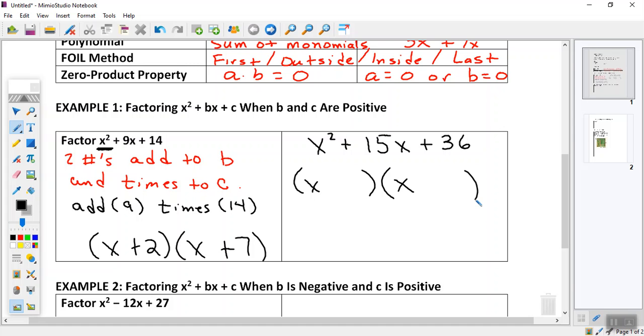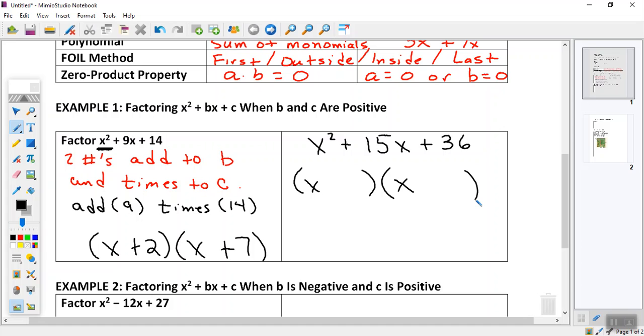Anybody think of the two numbers yet? Think you got them, Blake? Yeah, 3 and 12. Let's check 3 and 12. Blake, what's 3 plus 12? 15. Does that check out for that middle term, kids? Yep. What's 3 times 12, kids?